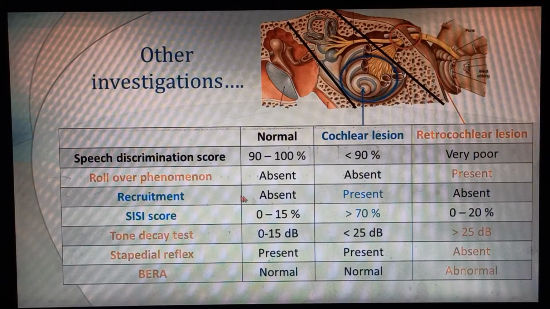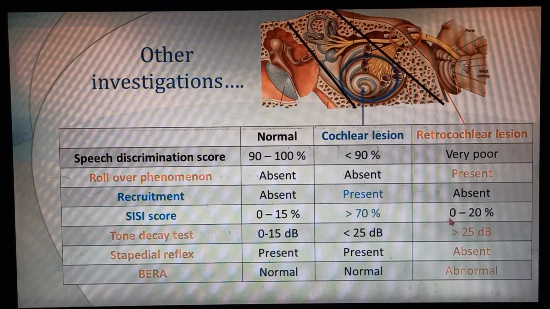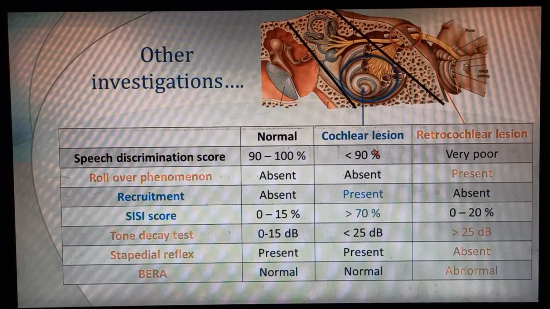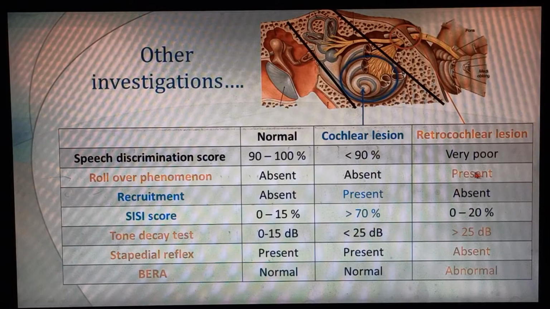And coming to the other investigations, mainly in retrocochlear lesions, the speech discrimination score will be very poor. Normally it is 90 to 100%, less than 90% in cochlear, 70 to 80% it will be there in the cochlear. But if you come to retrocochlear lesions, it will be around 20 to 30% only. That means it will be very poor.